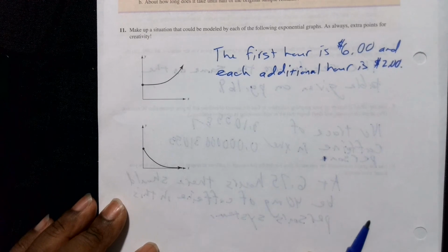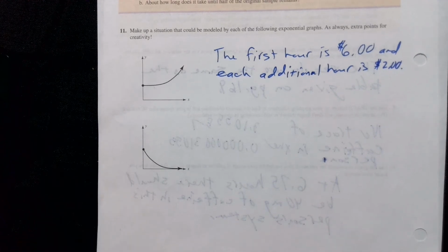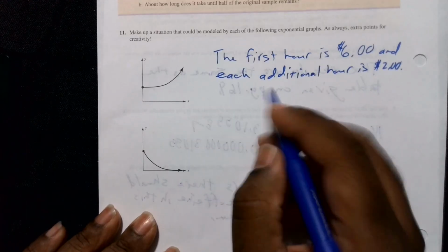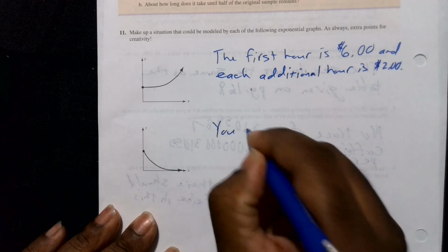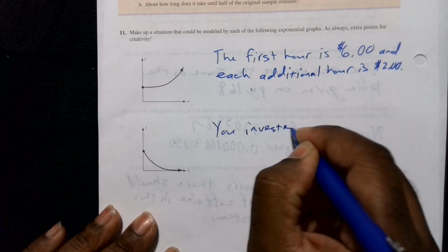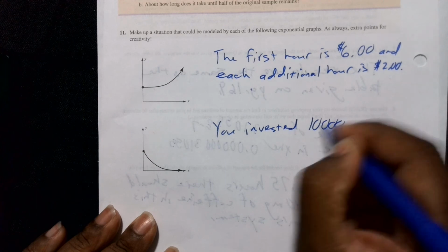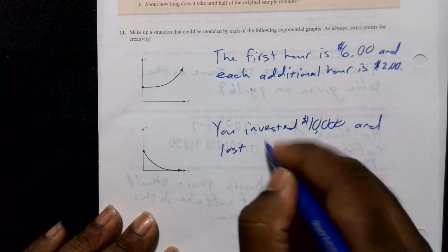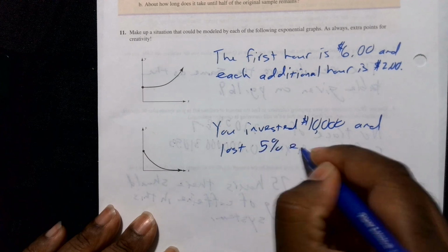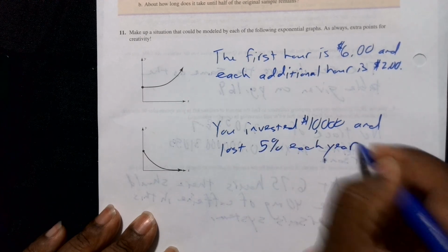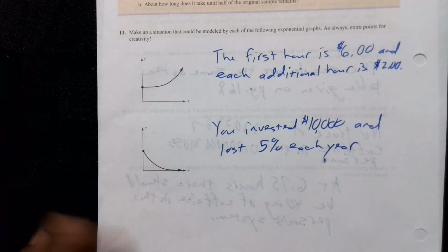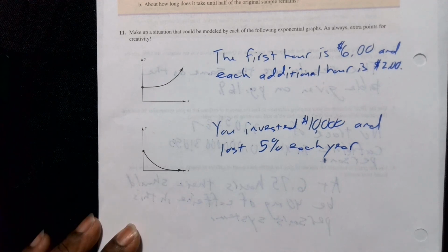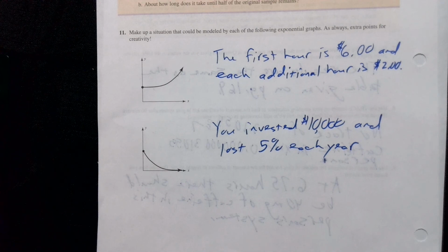Now on this one here, we could basically start off by talking about the stock market. You could just say you invested $10,000 and lost 5% each year. And that is an example of the exponential graphs. And we are done with section 2.5.